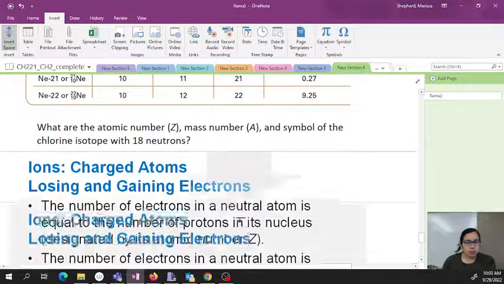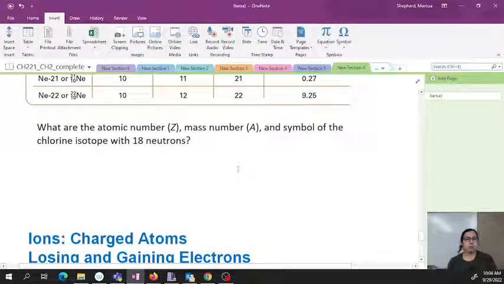And so let's practice some symbol writing. What would be the atomic number, the mass number, and symbol of a chlorine isotope with 18 neutrons? So how would we write that? And if you're in the chat, you can always put your answer in the chat.